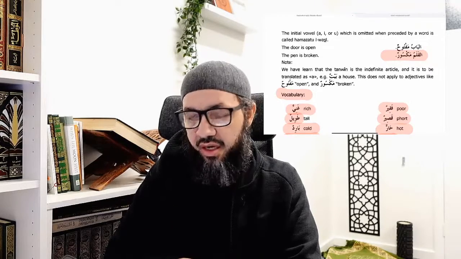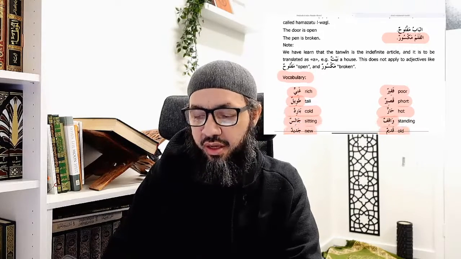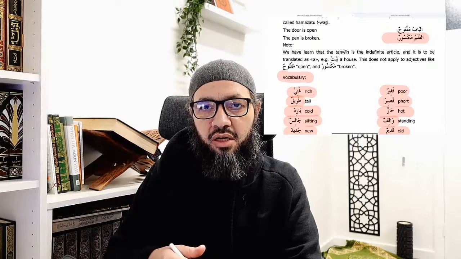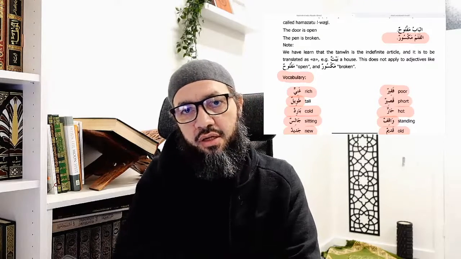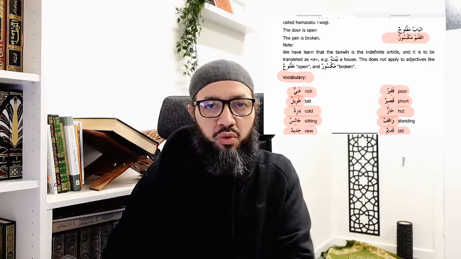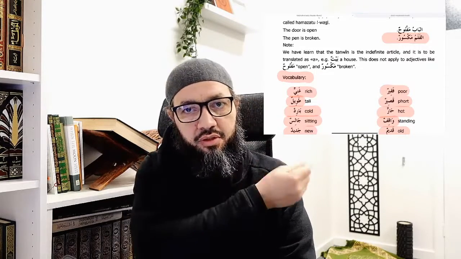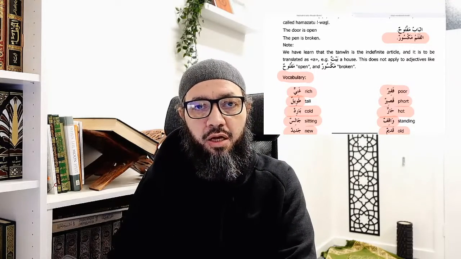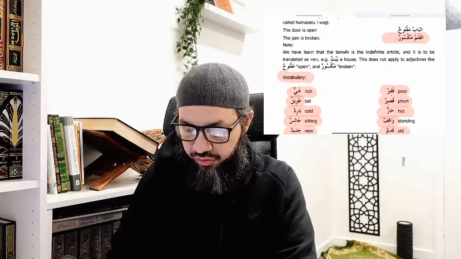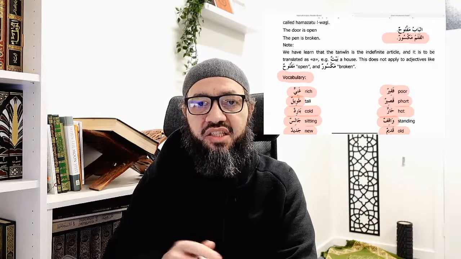For example, ad-darajatu maksuratun. That's feminine, right? And anything else that can be broken. Al-kursiyyu maksurun. The chair. I'm sitting on a chair. Al-kursiyyu maksurun is broken. You can say, for example, the door. As you can see behind me, there's a door. How do you say the door again? Al-babu maksurun. The door is broken. Right? As you see, you can say the door is open. Al-babu maftuhun. So now I start changing the adjective.